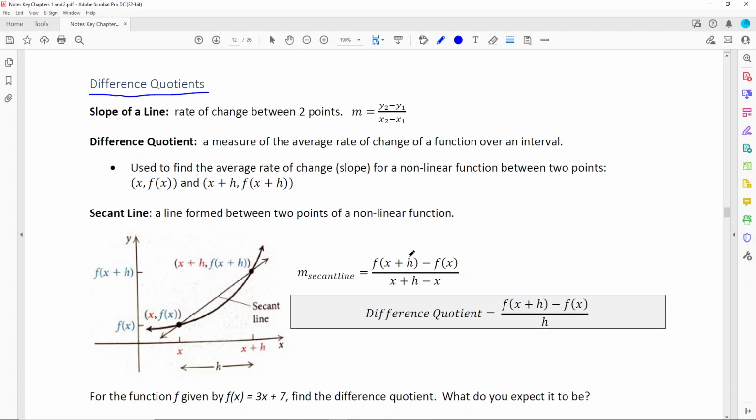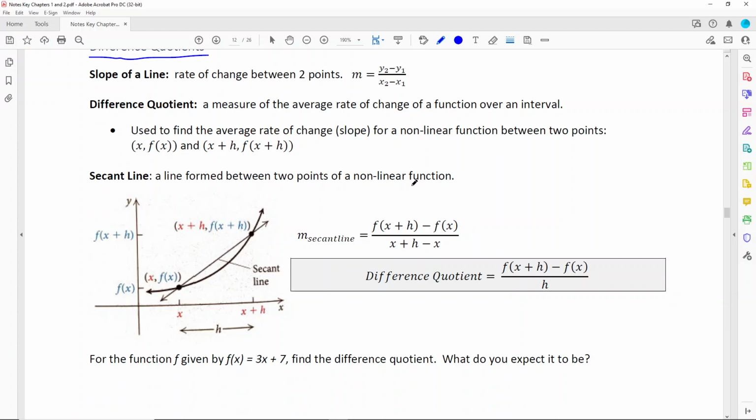So what we are going to be doing is finding slopes of graphs that aren't straight lines. We know that the slope of a straight line is the rate of change between any 2 points, where slope is equal to y2 minus y1 over x2 minus x1. The difference quotient is a measure of the average rate of change, which is the slope, over an interval. So the graph doesn't necessarily have to be straight. We're just making it straight in a way.